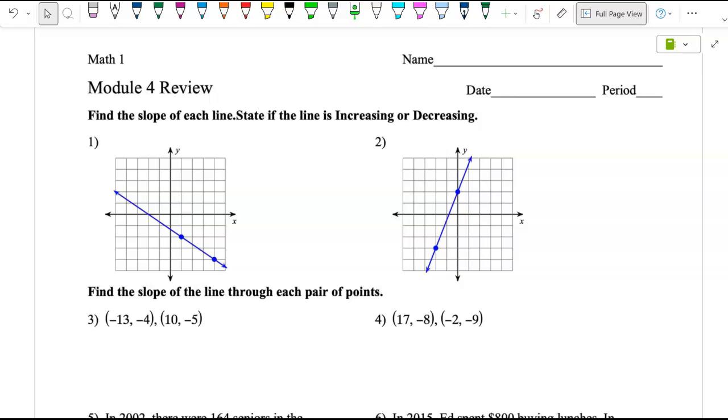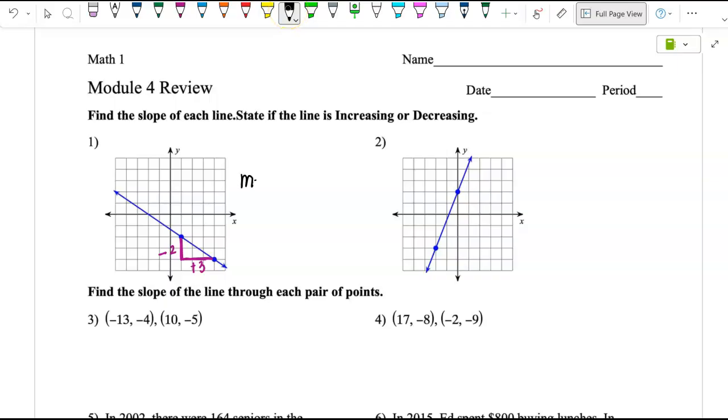All right, in problem number 1 here, they're asking us to find the slope of the line, state if the line is increasing or decreasing. Now, you could find the ordered pairs for those 2 points they have marked and do your slope formula, but we could also just use the graph. If it's graphed, I can do my rise over my run. It went down 2 and to the right 3.